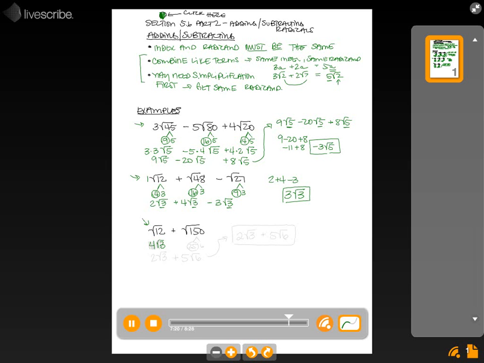Not 4 root 3. Well, see, I made a mistake. Just don't listen to me for that. It's 4 times 3, which is 2 root 3, okay? If you're going to break it down, you're going to memorize it. Make sure you memorize the correct thing. So we got 2 square roots of 3.